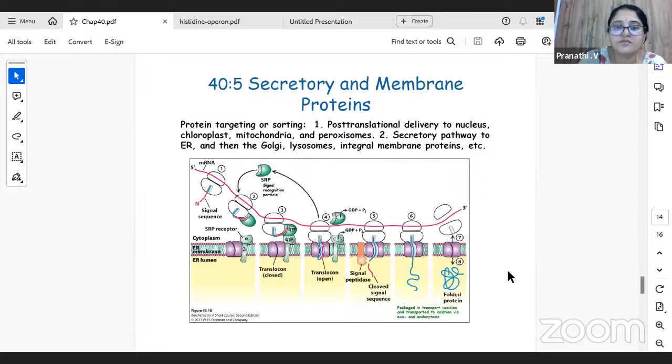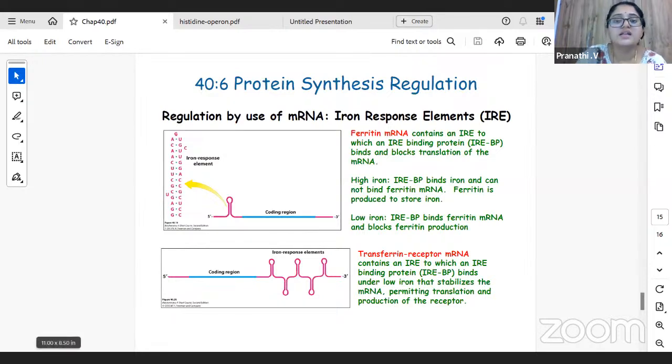So you have different kinds of proteins, or I think we have already seen. Regulation is by IRE, that is iron response elements. This blocks the translation of the mRNA basically. So whenever there is high iron, it binds the iron. So you will not have the ferritin mRNA.